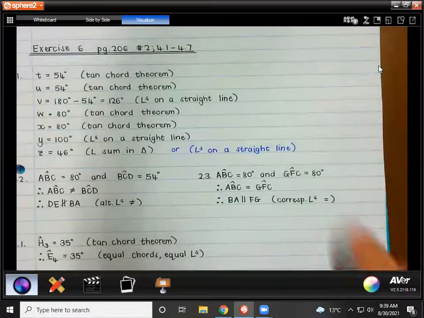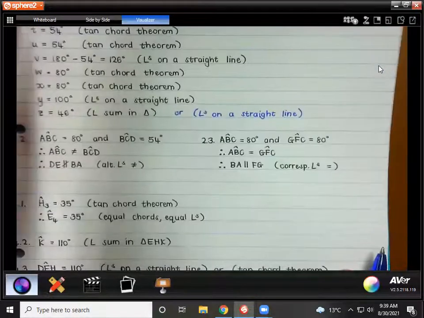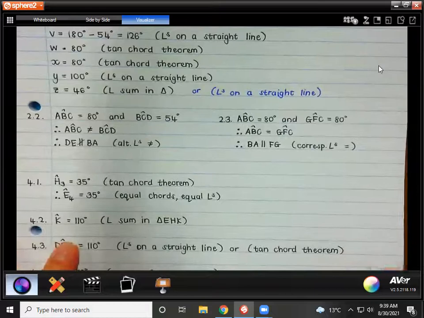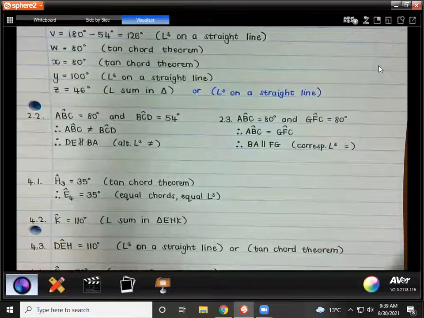Okay, so yeah, I did corresponding angles, but co-interior angles would have been fine as well. So ABC is 80 and GFC is 80, or you could have worked with the 254 degree angles. That also would have been fine. So they are equal, so BA is parallel to FG.